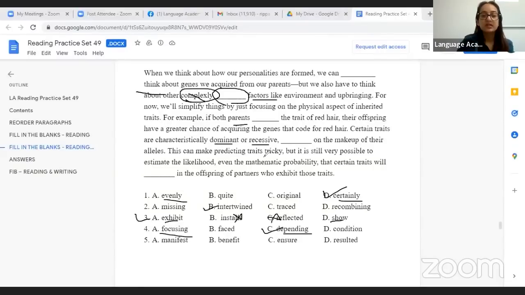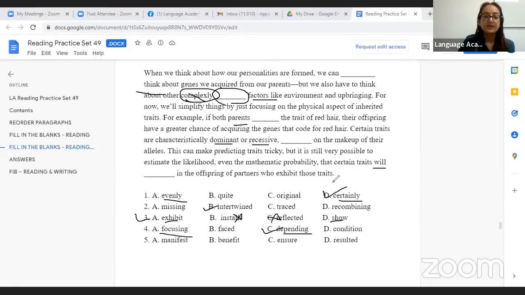This can make predicting traits tricky, but it is still very possible to estimate the likelihood, even the mathematical probability, that certain traits will dash in the offspring of partners who exhibit those traits. That certain traits will dash.